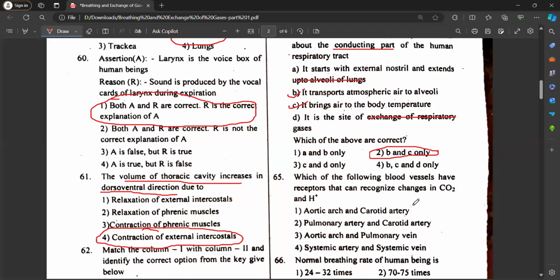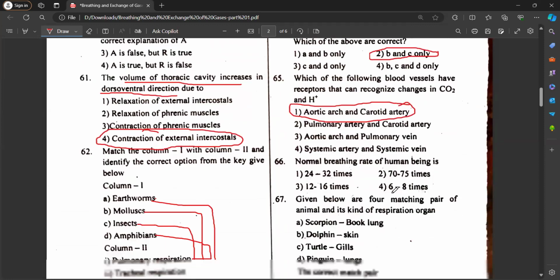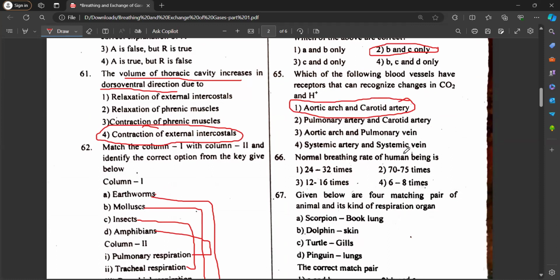So the answer is aortic arch and carotid artery. Next, normal breathing rate of human beings is 24 to 32 times, 70 to 75 times, 12 to 16 times, 6 to 8 times. So the answer is 12 to 16 times. 12 to 16 times is the normal breathing rate of human beings.